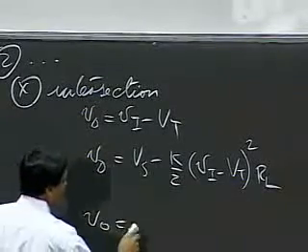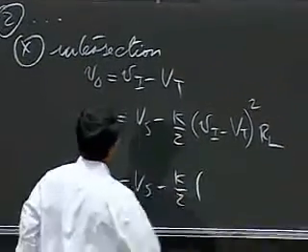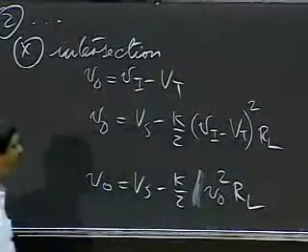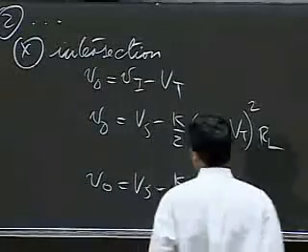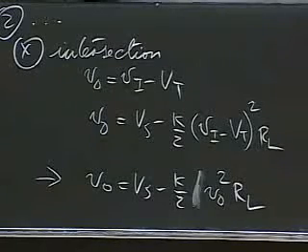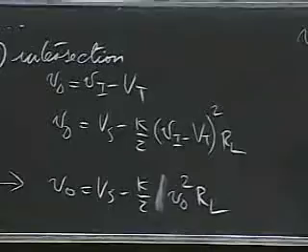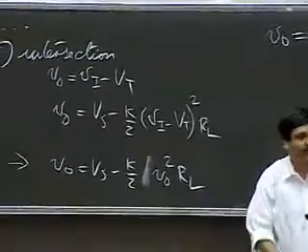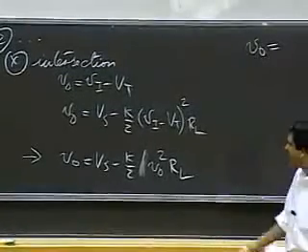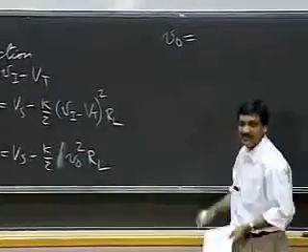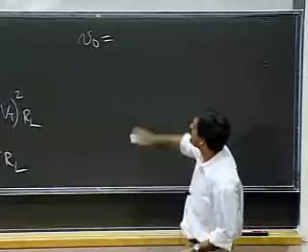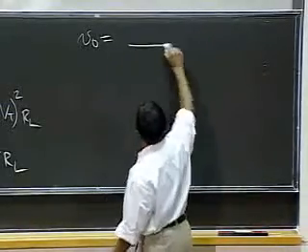So I get V naught equals Vs minus K divided by 2, V naught squared RL. This gives me a quadratic in V naught, and I can solve for it pretty easily. For a quadratic ax squared plus bx plus c equals 0, the solution is given by x equals minus b plus or minus square root of b squared minus 4ac, divided by 2a. And so I'm just going to get those numbers here.